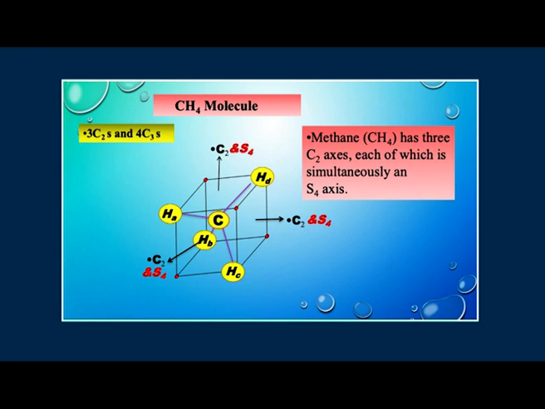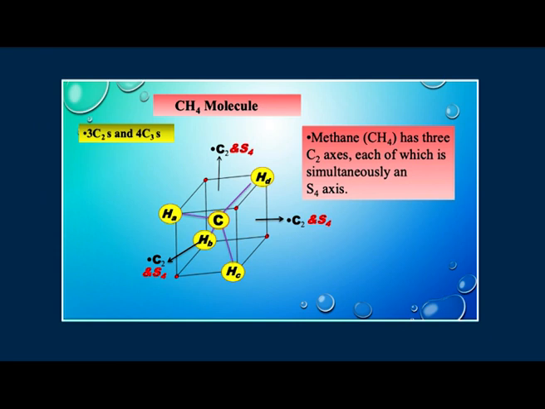A molecule having Sn without the presence of the required Cn and a sigma h is CH4. Neither C4 nor sigma h is a symmetry operation in the case of this methane molecule, but it has an improper rotation axis S4. CH4 is a regular tetrahedral molecule. It has 3 C2 axes, each one perpendicular to the faces of the cube containing the tetrahedron, right? These 3 C2s are simultaneously S4 too.